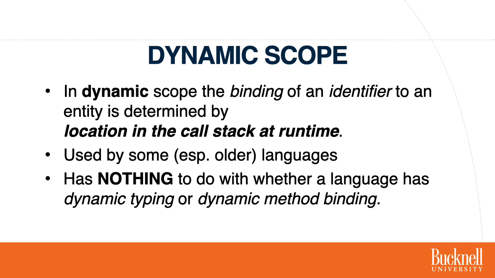In a dynamically scoped language, however, the binding of an identifier to an entity is determined by the location of the function in the call stack at runtime. Dynamic scoping is used by some especially older languages. It has nothing to do with whether a language has dynamic typing or dynamic method binding. A language could have dynamic scope, but static typing and static method binding.